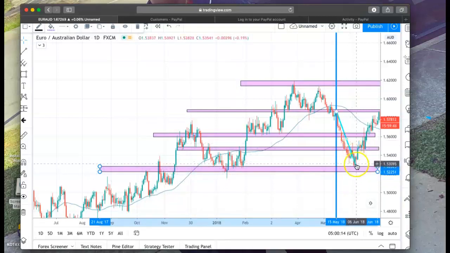We could have rode this trade out just by knowing what support and resistance is, and knowing that every breakout of a zone is a retest of a zone and continuation. So we have a breakout, correction, and then a continuation. So you could have easily made money just by knowing what a support and resistance is.